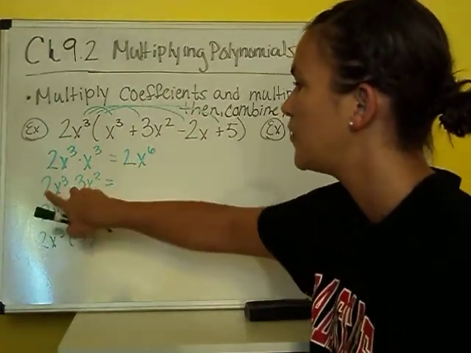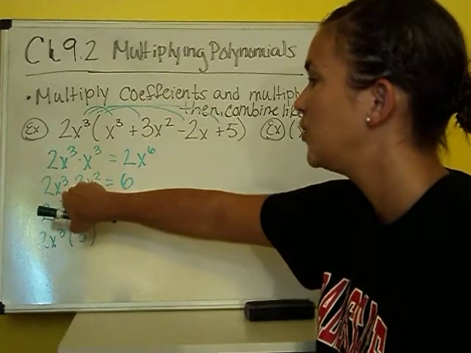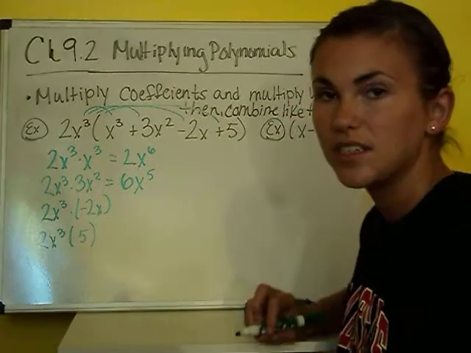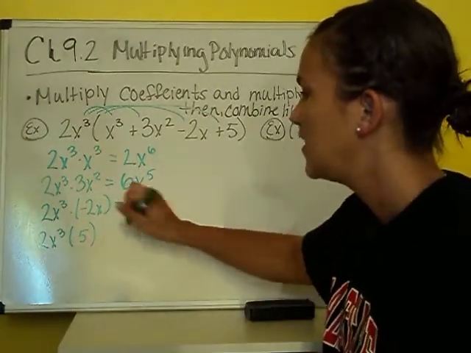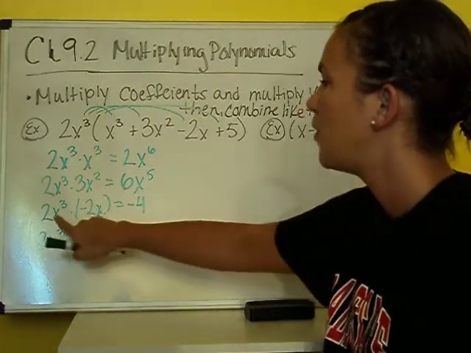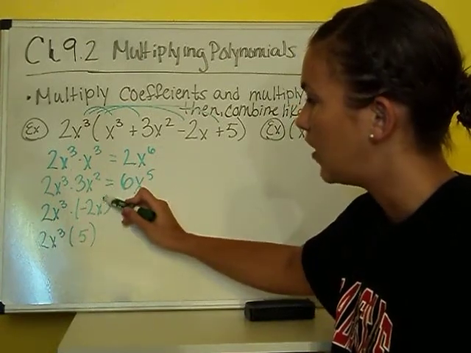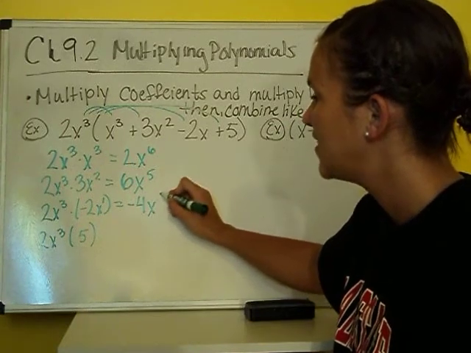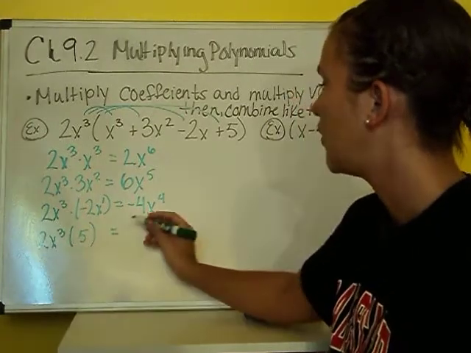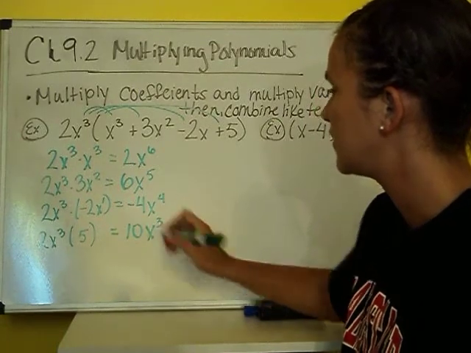Same thing here. Multiply the coefficients. 2 times 3 is 6. Multiply the variables. X cubed times x squared. Keep the base, add the exponents. We get 6x to the 5th. Same thing here. Multiply the coefficients. 2 times negative 2 is negative 4. Multiply the variables. X cubed times x. Remember, x has an exponent of 1. So we keep the base, add the exponents. And then down here, we multiply the coefficients, which is 10. This one doesn't have a variable, so the first variable stays.